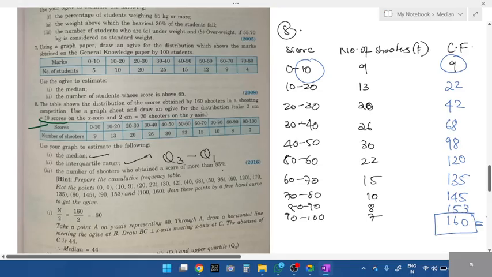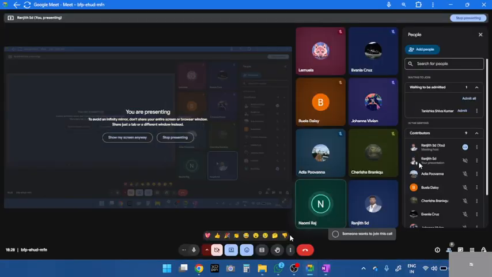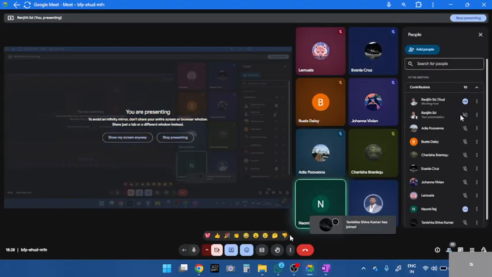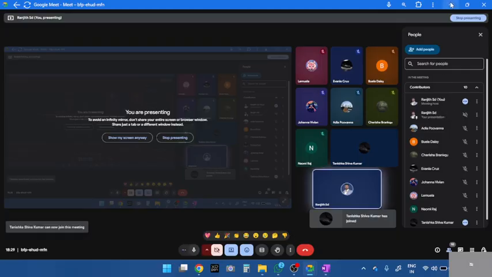What is required? Ogive graph is required, right? Okay, where is it given? Correct. For ogive graph, what is required? Upper limit. Take upper limit, lower limit. It will give you 0 and sum.